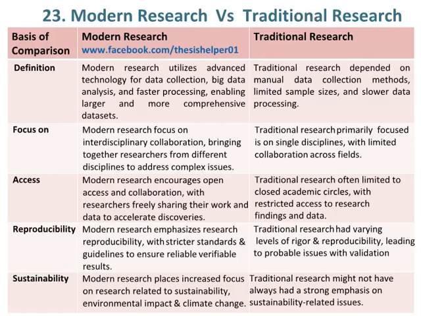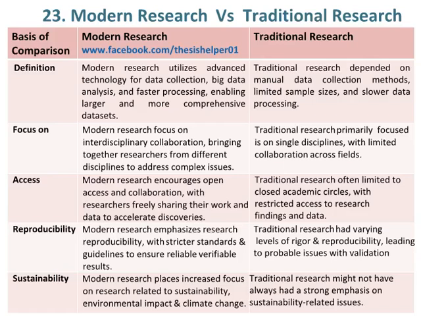Modern research encourages open access and collaboration, with researchers freely sharing their work and data to accelerate discoveries. Whereas traditional research was often limited to closed academic circles, with restricted access to research findings and data. Modern research emphasizes research reproducibility, with stricter standards and guidelines to ensure reliable, verifiable results. Whereas traditional research had varying levels of rigor and reproducibility, leading to probable issues with validation.